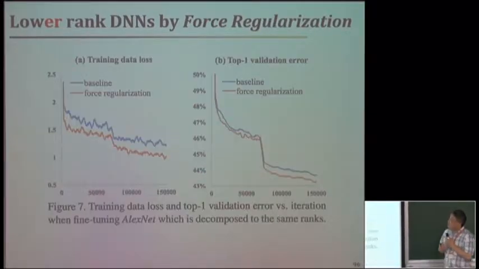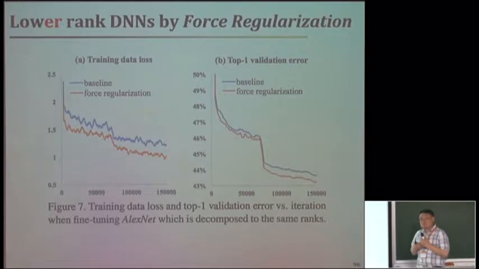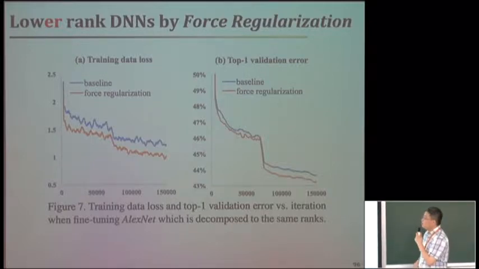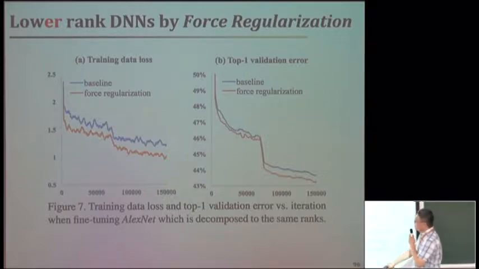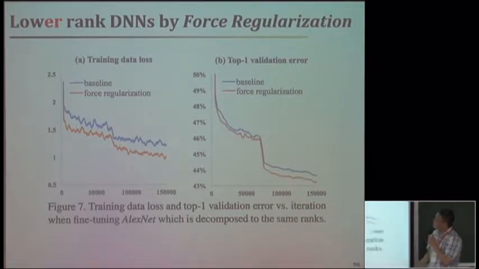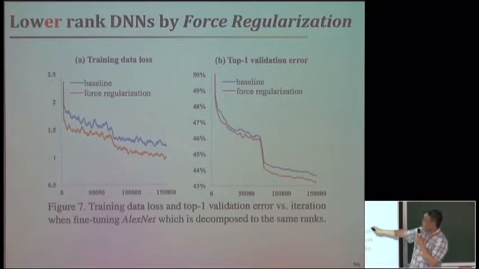Interesting, right? The baseline here is not the original design. It actually means the conventional low-rank design, where we get the neural network, and then we try to find the mean filter using LDA, and the right one is our force regularization. So you will see that following the increase of the iterations, we actually converge faster and to a smaller error rate, for the training data loss and for the validation errors.